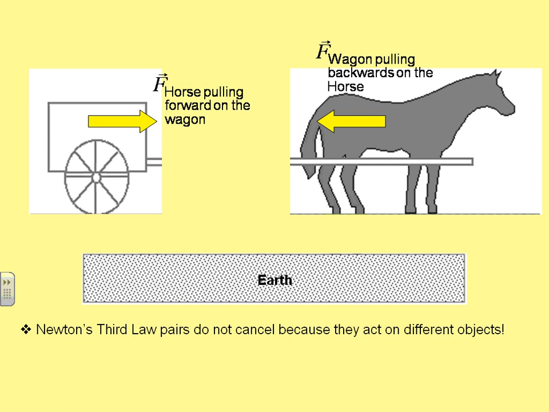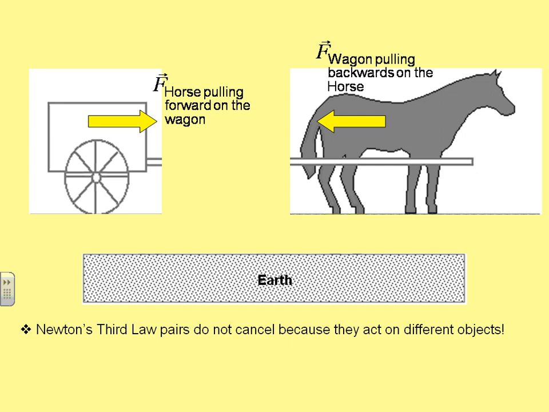So the farmer can say to the horse, hey, look, yes, there might be an equal and opposite force pulling back on you, but that's a Newton's third law pair, and they don't cancel because they act on different objects. Only one force acts on the horse and one force acts on the wagon. And so that's a little special thing here about Newton's third law. In fact, if the forces do cancel, they're not a Newton's third law pair.